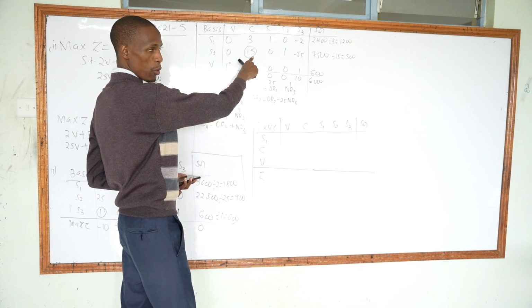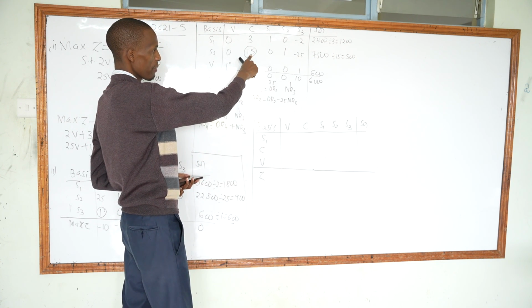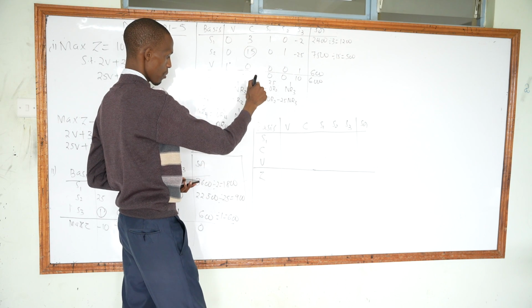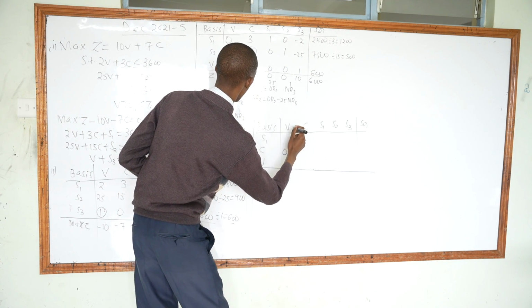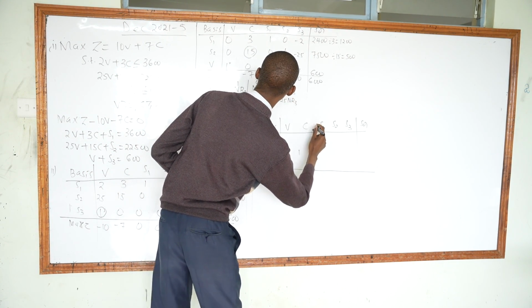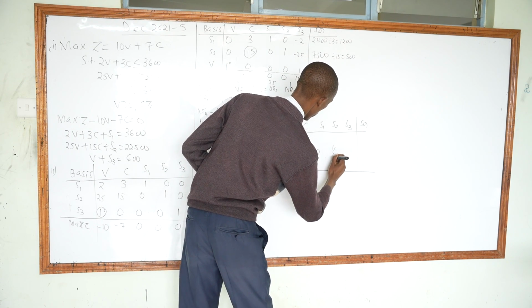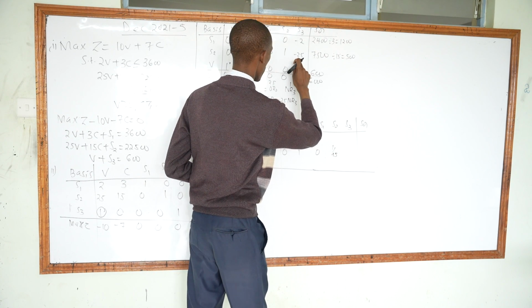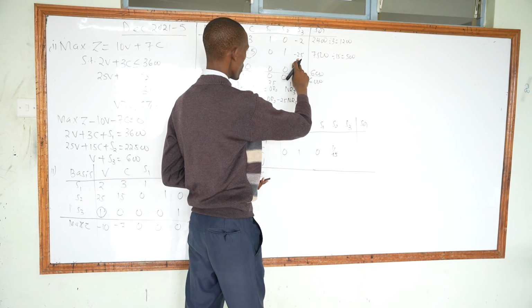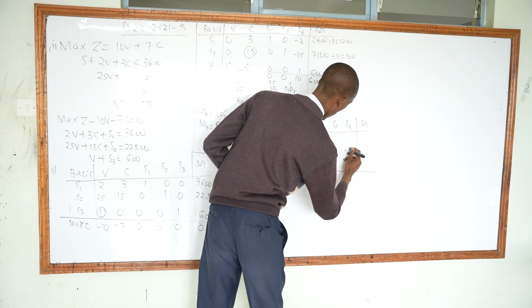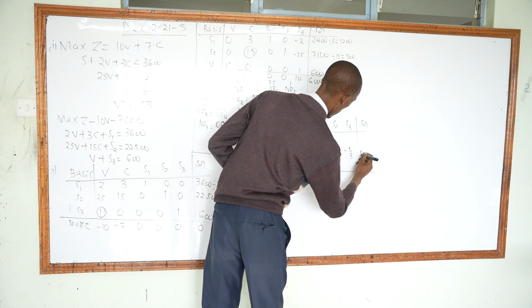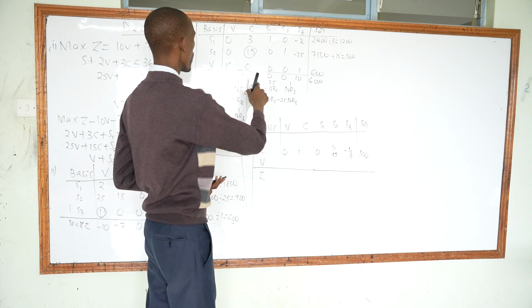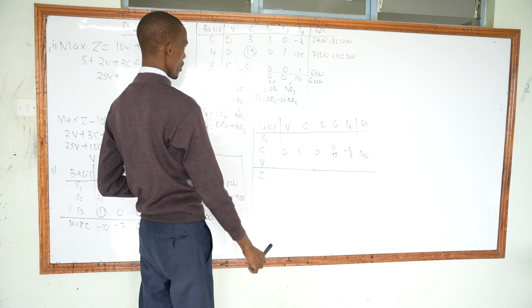How do you make this one 1? Divide by 15. So 15 divided by 15 is 1. So this is 0, 1, 0, 1 over 15, because you divided by 15. This one, negative 25 divided by 15, is negative 5 over 3. Then 500. Now you make all the other values in that column to be 0.